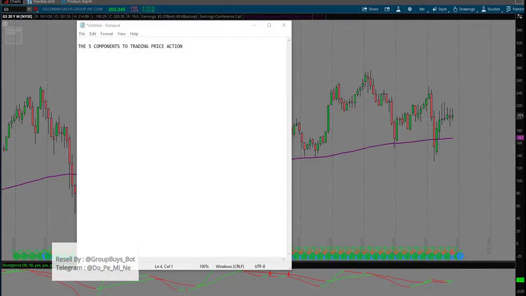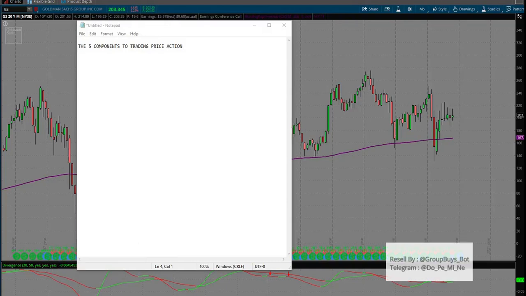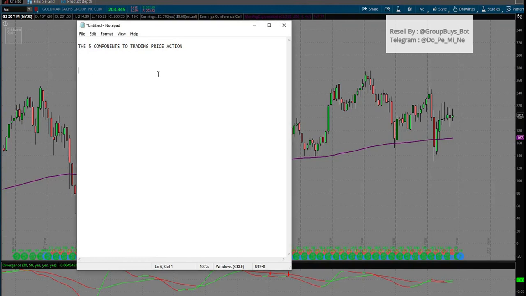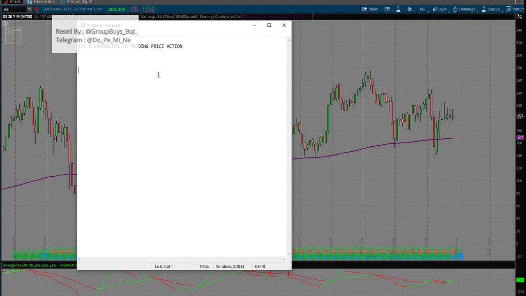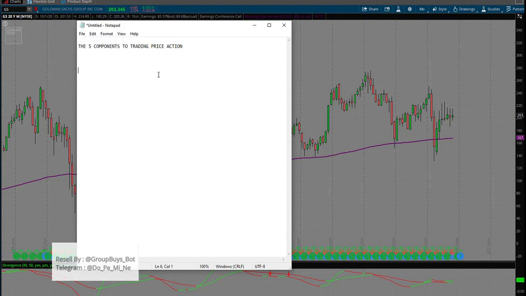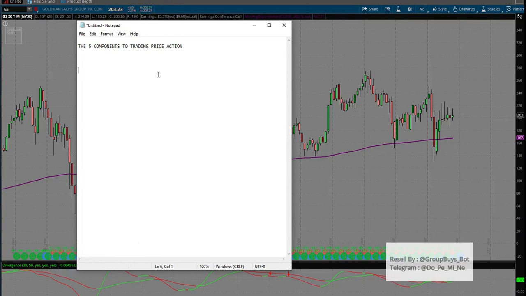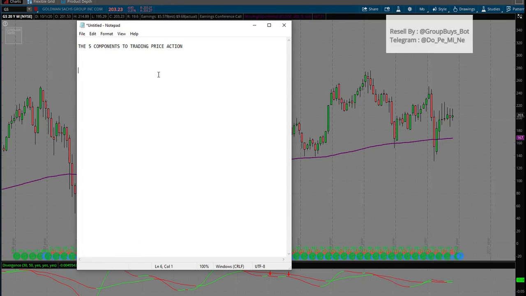All right, welcome traders. This is a section on how to read charts, and it's going to be quite brief, but what I want to do here is share with you the 5 components to trading price action. So this section is going to be very short. We're going to briefly talk about what these 5 key components are that I look for when I'm trading price action, and then we'll actually get into analyzing and putting all the pieces together in the subsequent strategy sessions.